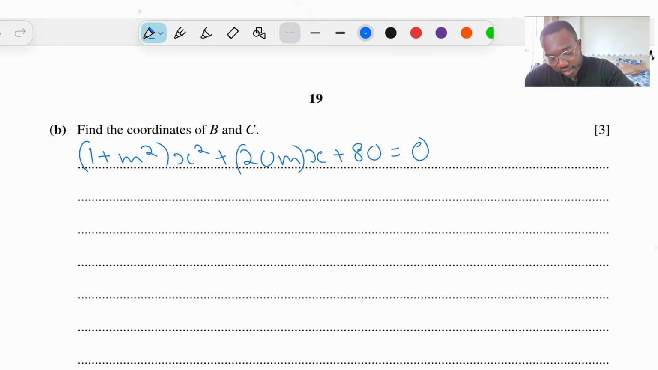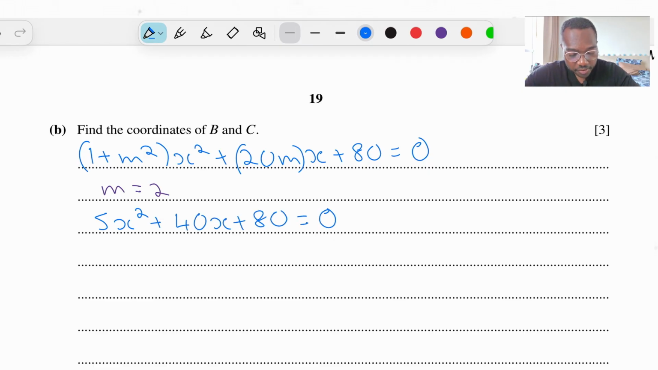If we just substitute in our values, let's start with when m is 2. When m is 2, we get 5x squared plus 40x plus 80, and that is equal to 0. And if we simplify this down, everything goes into 5, so x squared plus 8x plus 16 is equal to 0.